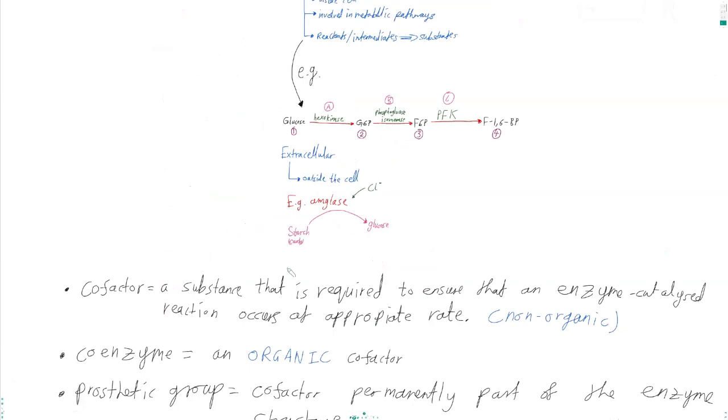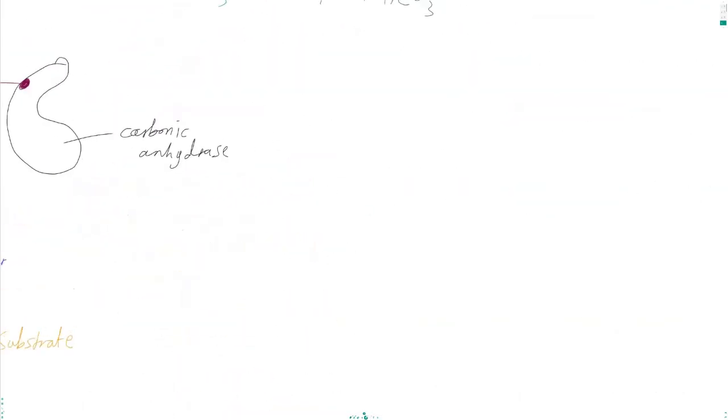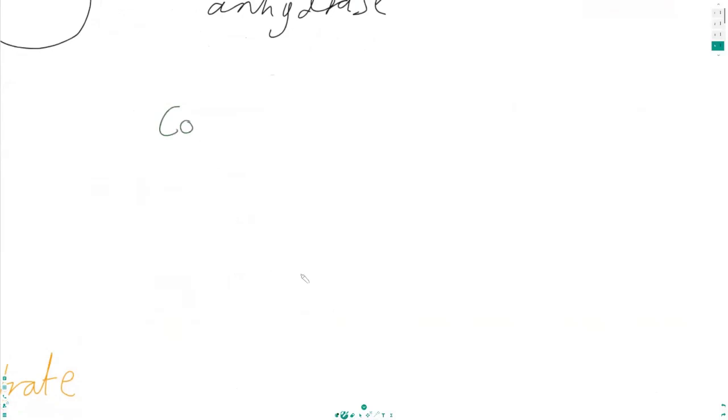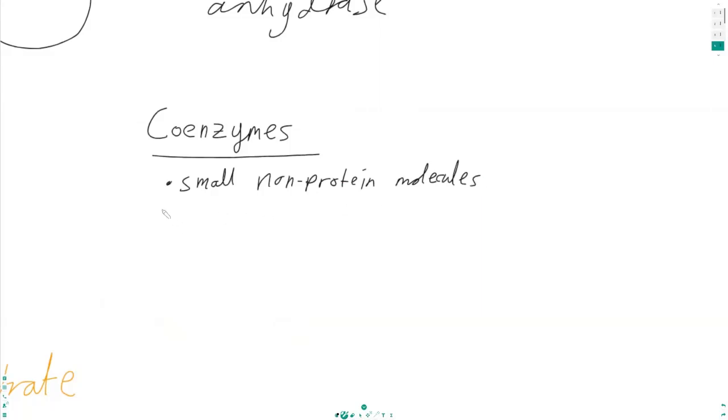Now that's cofactors, now we're going to look at coenzymes. So coenzymes are small non-protein molecules, but they are still organic. They bind temporarily to the active site of the enzyme.